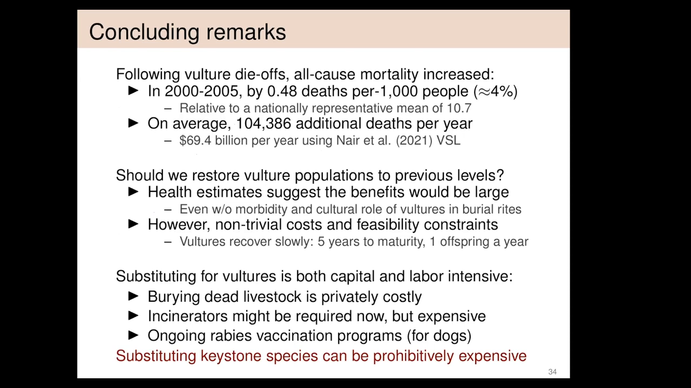To conclude, what we find is that in the time after vulture populations collapsed suddenly, abruptly, and unexpectedly in India, we see about a 4% increase in all-cause human death rates. This is relative to a nationally representative mean of mortality.